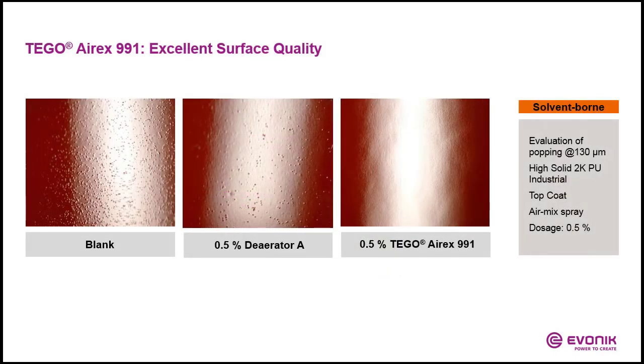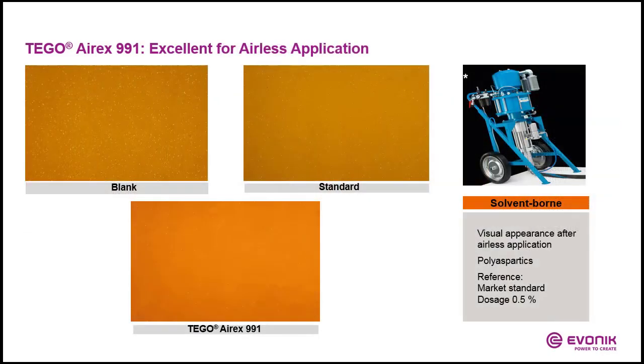Without any deaerators inside the system, you may observe a lot of popping and pinhole issues. However, with this TEGO Airex 991, you see significant improvements in the surface quality. 0.5% of the additive was used in this particular high solid 2-component polyurethane top coat. As I mentioned earlier, this product is excellent for airless spraying application. You see significant reduction of microfoam in the system with our additive in, after applied with airless spraying application.